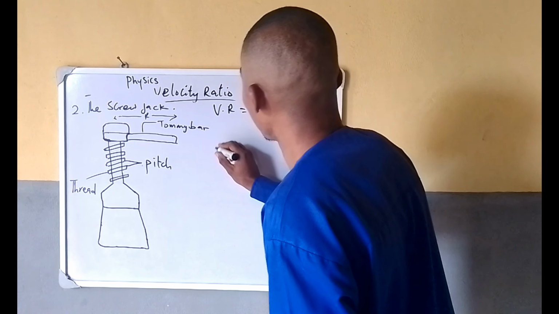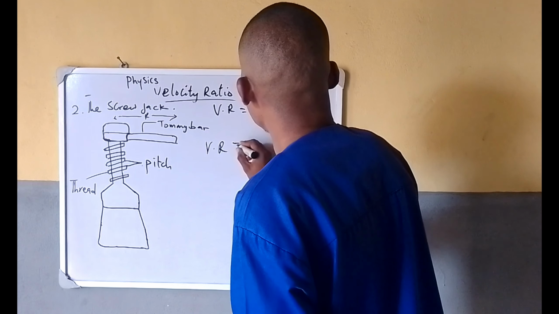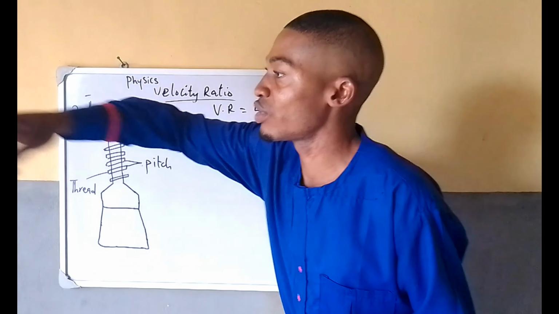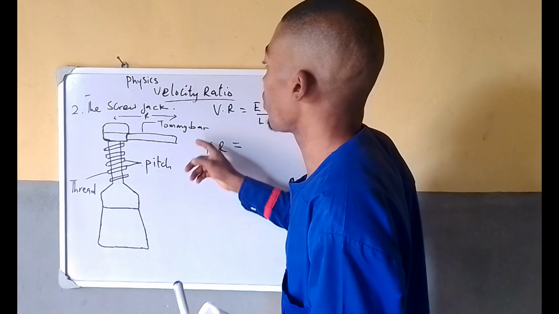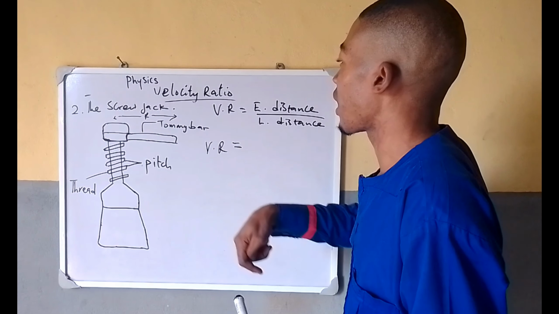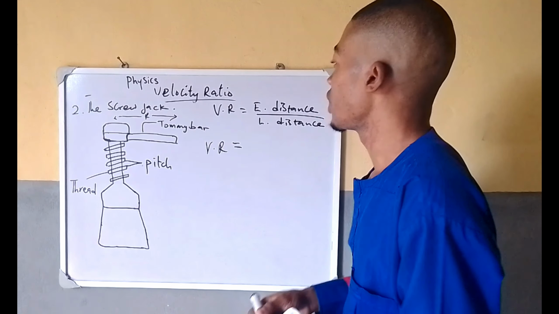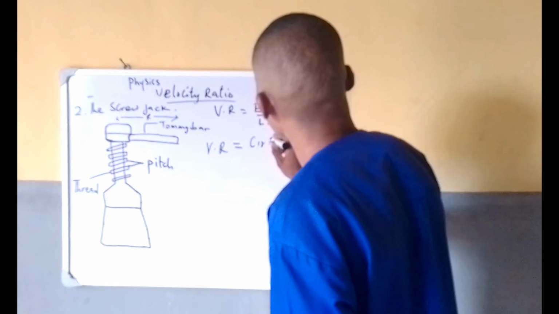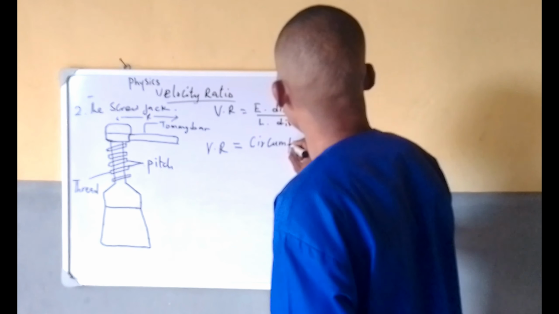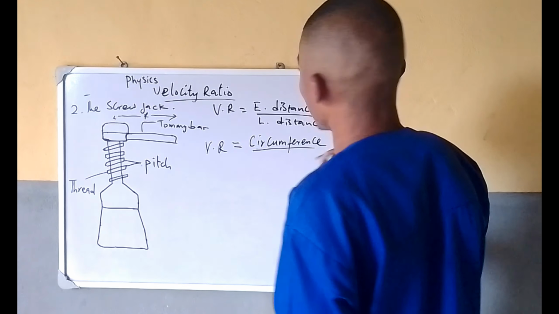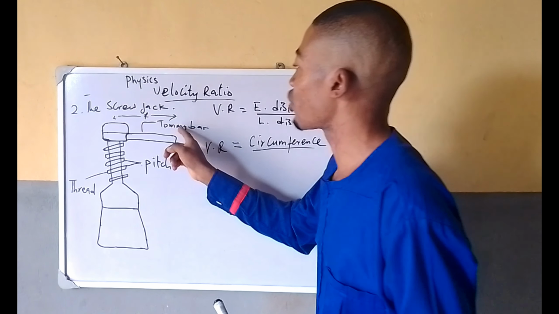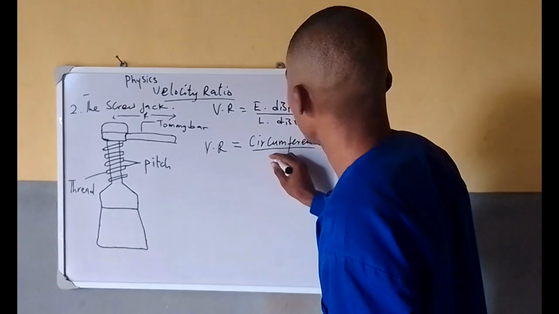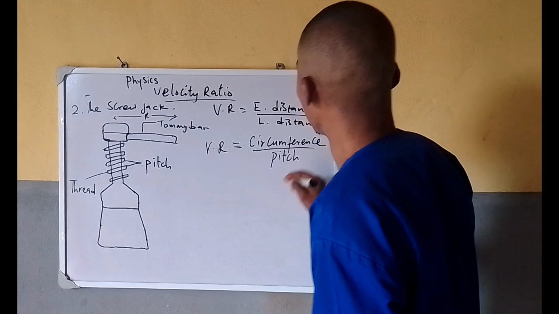We can write that the velocity ratio of this machine now is equal to effort distance, which is the length of the circle that was turned, that length of circle turned by the tommy bar. And for each circle turned by the tommy bar, you have 1 pitch. So we are saying that effort distance is equal to the circumference of one circle turned by the tommy bar, divided by load distance, which is going to be equal to the pitch, which is the distance between two threads.